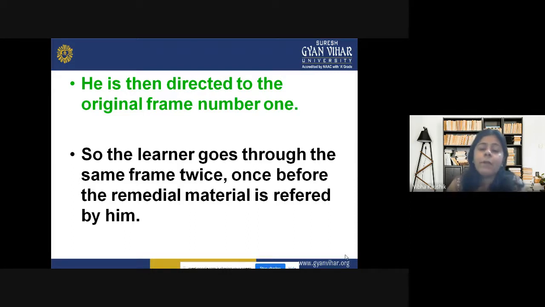What happens is that the learner will read the same frame a second time: once before the remedial material is referred to by him, and the second time after the remedial material is referred to by him.